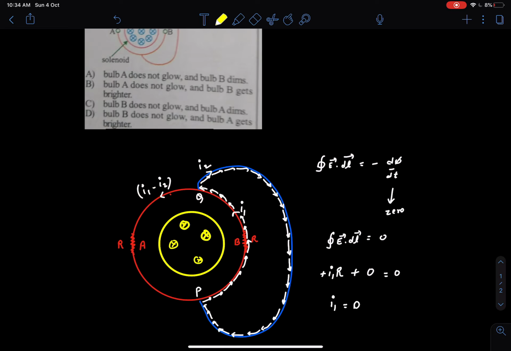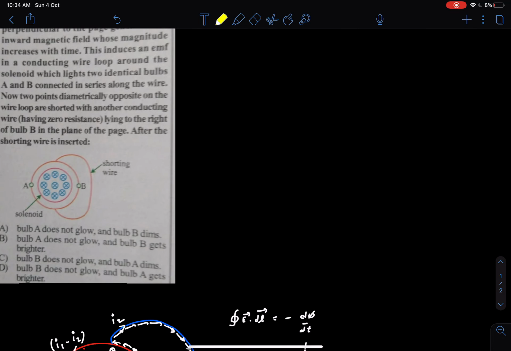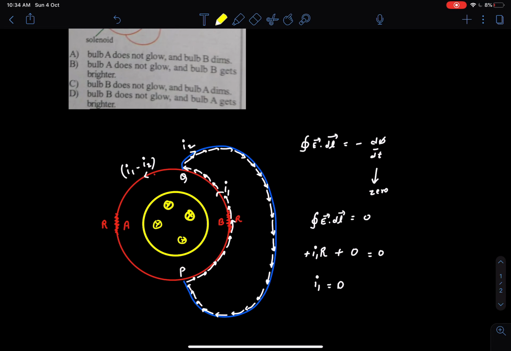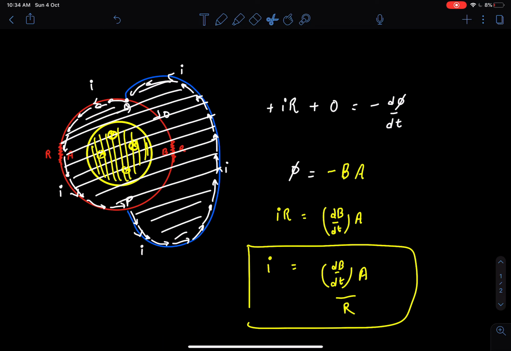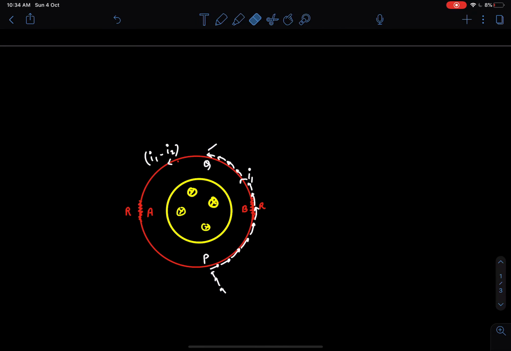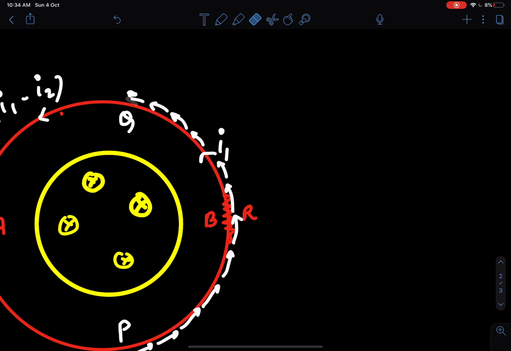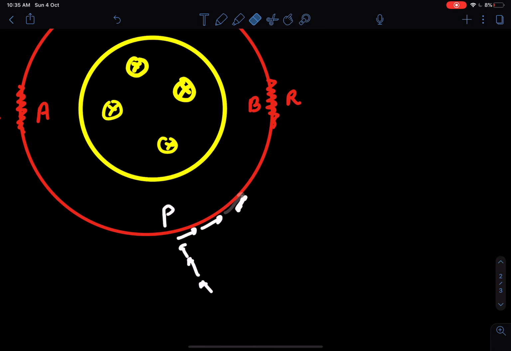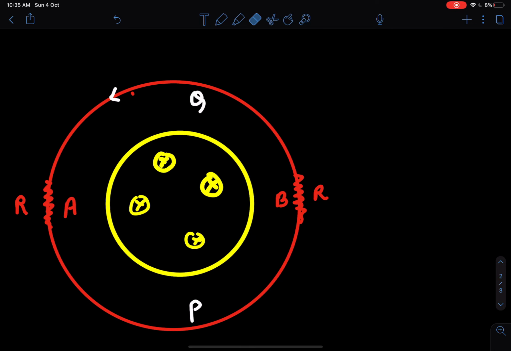Why? Because before shorting, what was the situation? Well, before shorting there was equal current through A and B, and there was the same EMF. So let me just show you what was happening before connecting or shorting this red connecting wire with this blue wire. What was the situation before? So the situation was like this. We just had this conducting wire and there was the same current. Let's call this current I old.